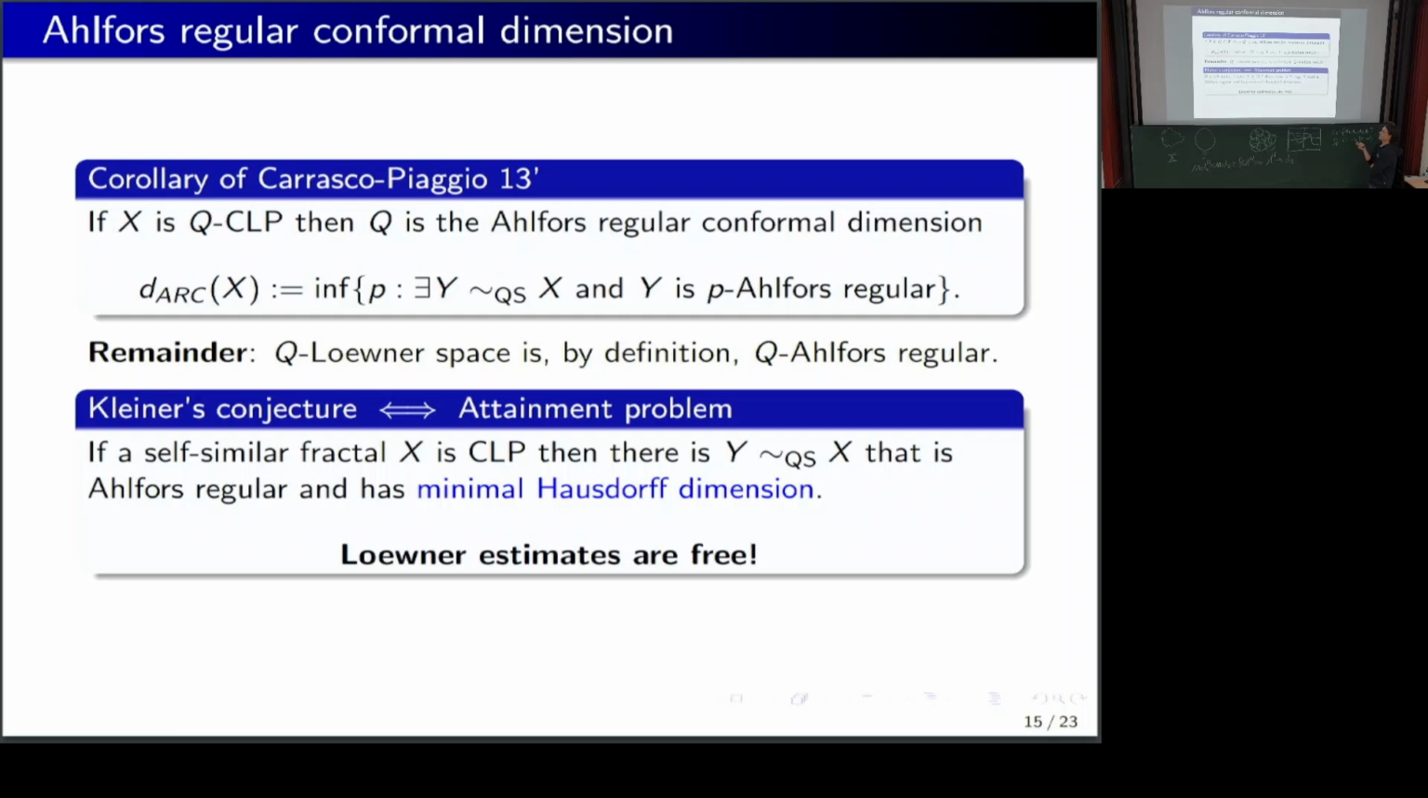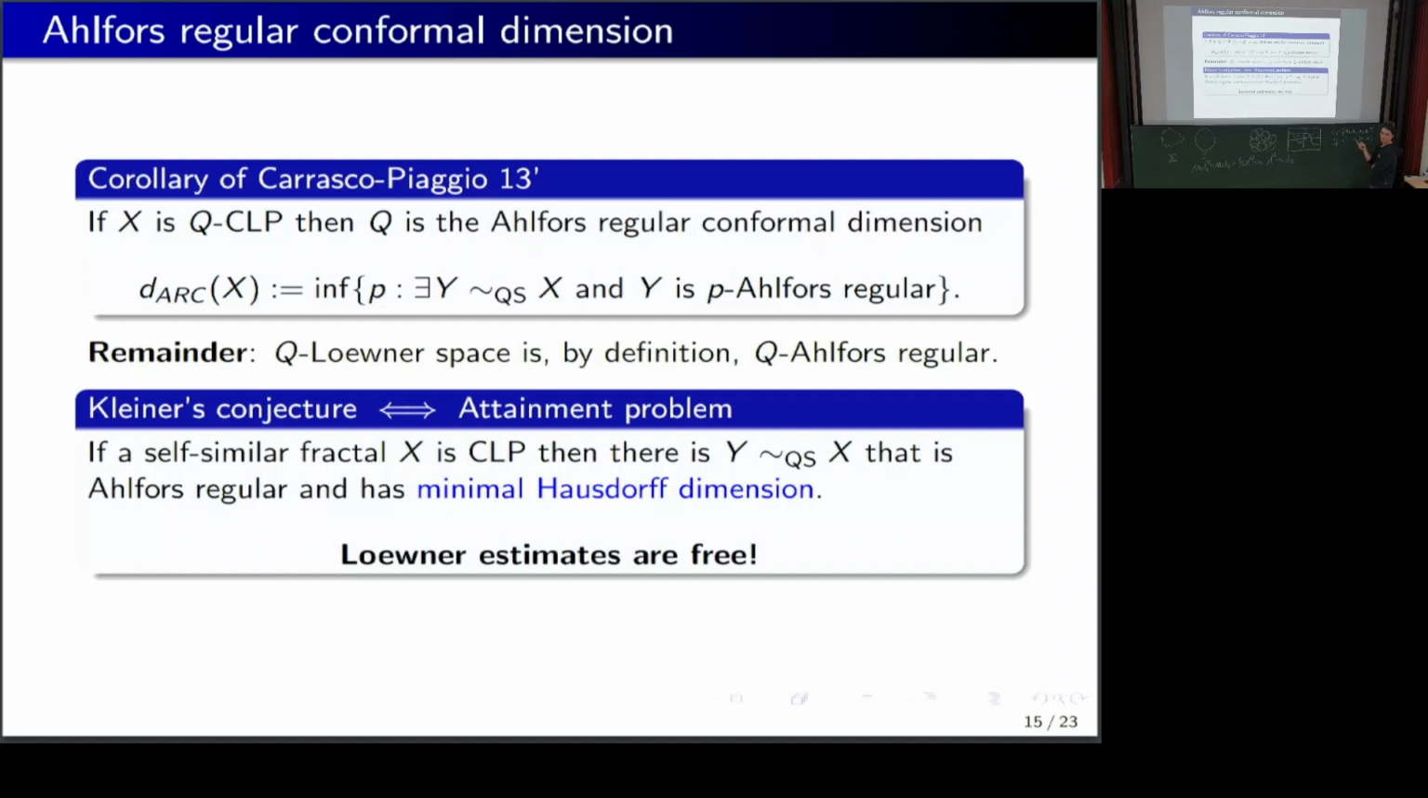Okay, and Kleiner's conjecture actually has a much simpler way to express it. If I have a self-similar fractal which is combinatorial, then there must be some quasisymmetric version of it which has minimal Hausdorff dimension. So that's an open line. Sorry? Is it open or is it also disproved? So this is equivalent to Kleiner's conjecture. So it is not true. It is wrong.